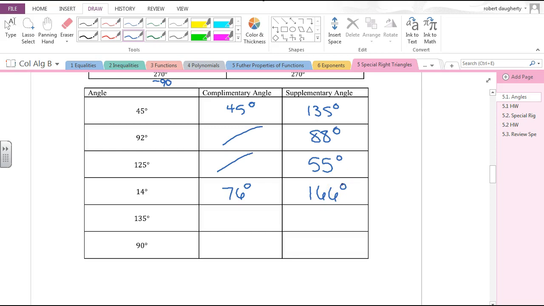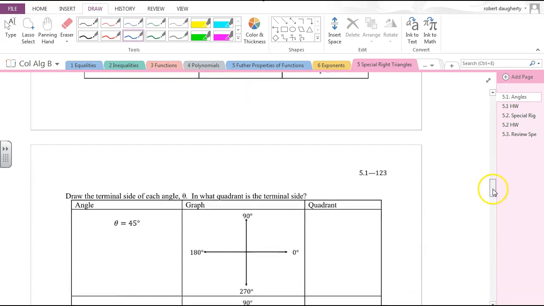135, is there a complementary angle? No. What's the supplementary angle? Yeah, 45, that's what I have to add to get to 180. 90 degrees, what's the complementary angle? 0 is what I add to get 90. What do I add to get 180? 90 degrees, okay? Okay, pretty straightforward, just the definition of complementary and supplementary.